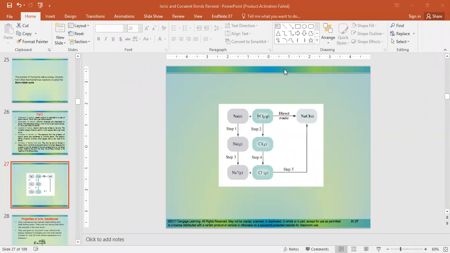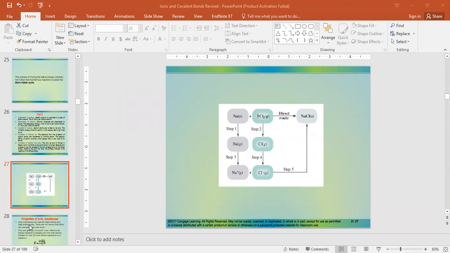So you can see the first one here. Let me pick the highlighter again. You can see the first one here is the direct route. Then all the other steps here are the indirect routes. And when we say in Hess's law that the energies involved in these steps and the energy involved in the direct route are actually supposed to be the same, we can check that one and verify. Okay.